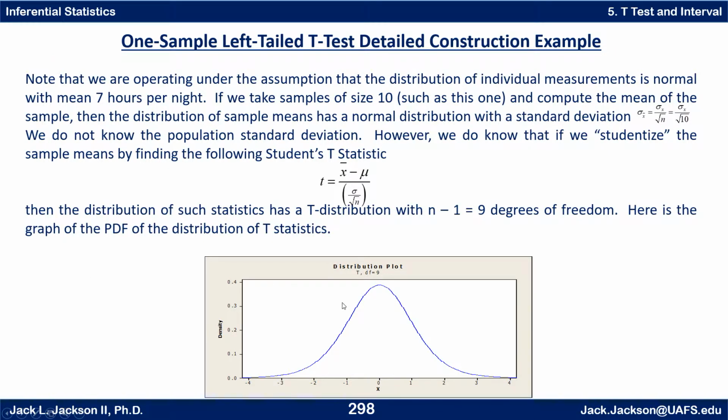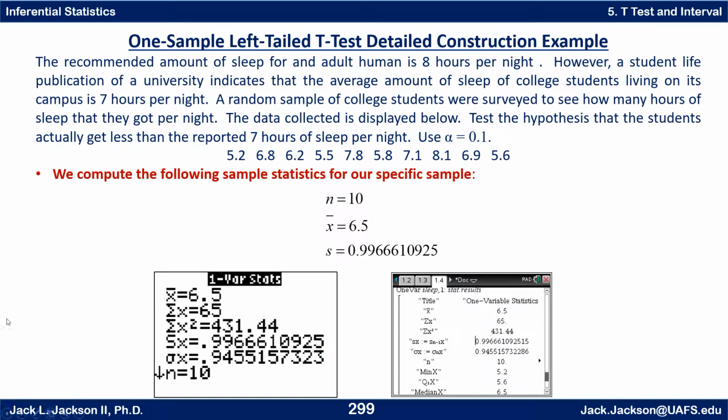So the t-star test statistic, x bar minus mu over s divided by square root of n, has a t-distribution with 9 degrees of freedom. n minus 1 is 10 minus 1, which is 9. Here's the graph of the PDF that you can see. It looks a lot like a standard normal, but it's a t-distribution. We compute the following sample statistics.